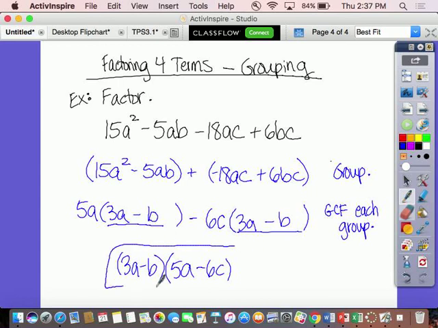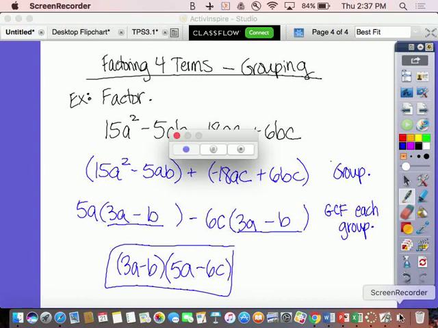If I go back and I FOIL, 3A times 5A is 15A squared. 3A times negative 6C is negative 18AC. Negative B times 5A is negative 5AB. And then last times last, negative B times negative 6C is positive 6BC. So that's how you can check yourself. You can go back and distribute. We call it FOIL sometimes, and you can check yourself.